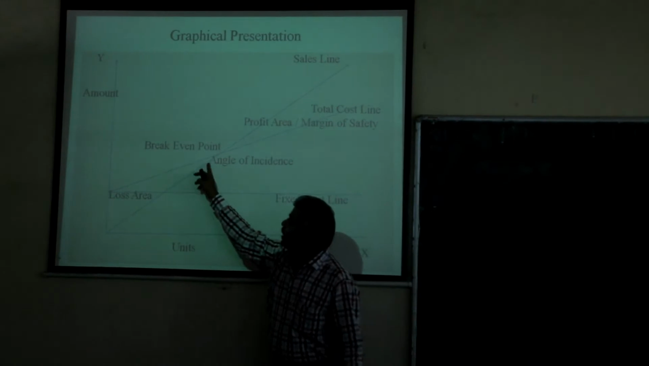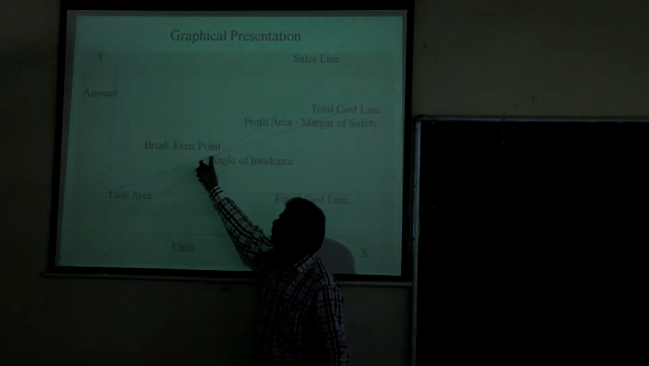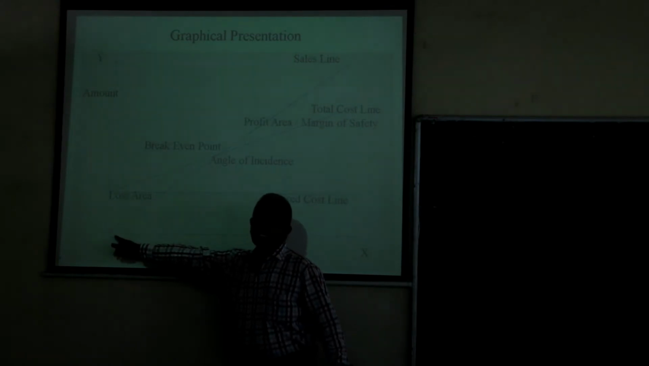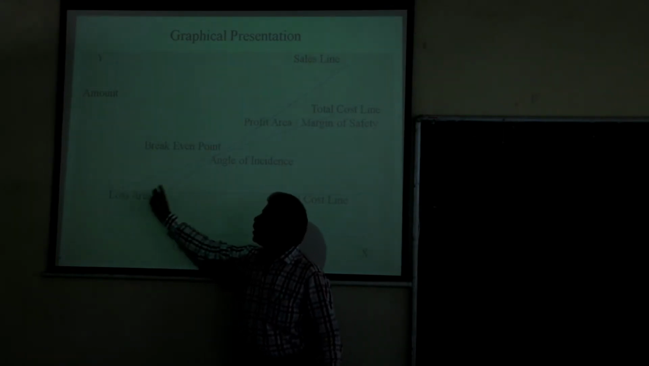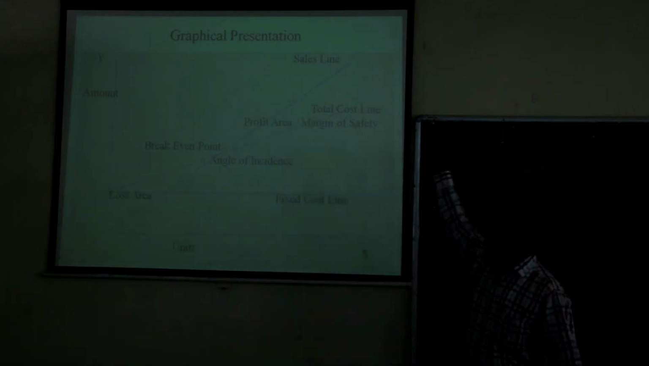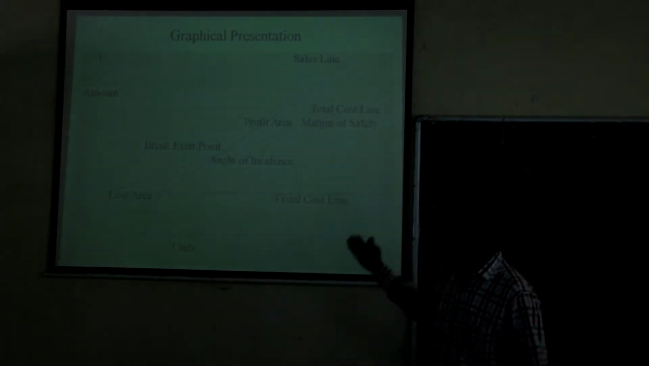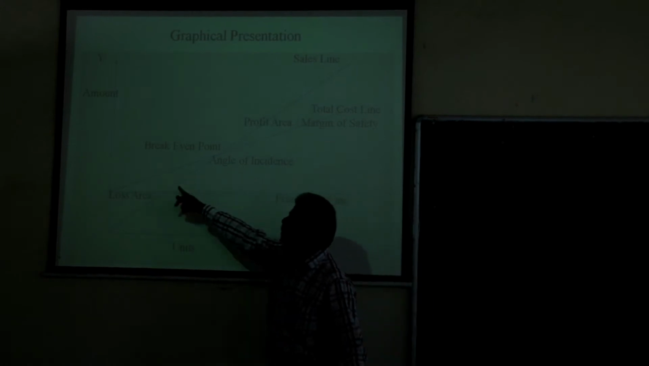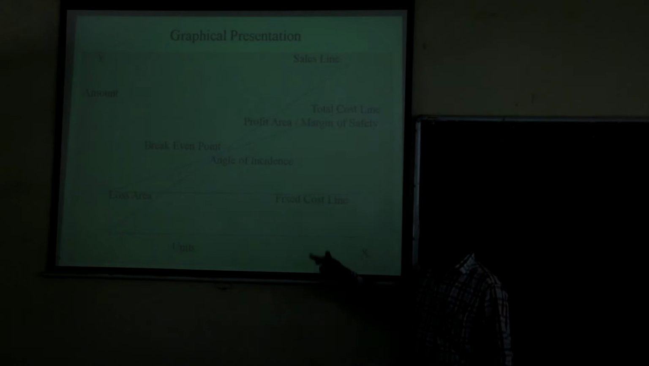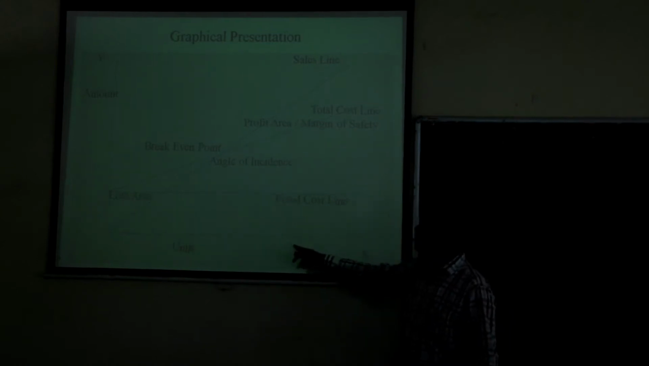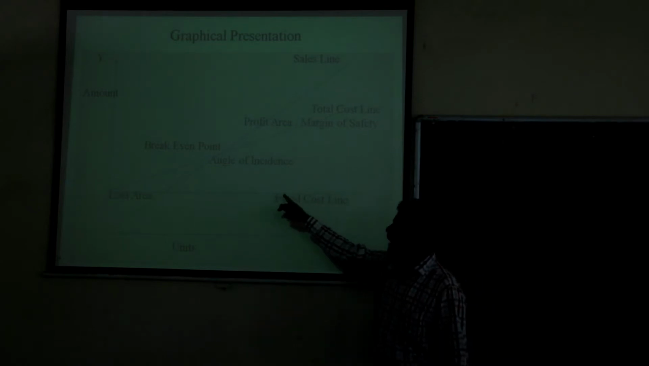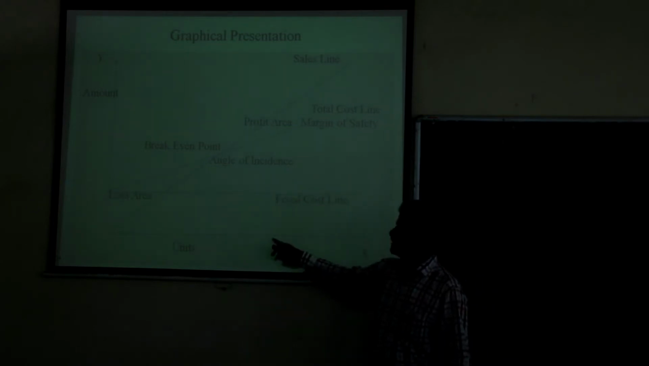And the area below the break-even point, between fixed cost and sales, is the loss area. So after the break-even point there is a profit area, and before the break-even point there is a loss area. This is the fixed cost line. As the fixed cost remains the same, the line is drawn parallel to the x-axis.